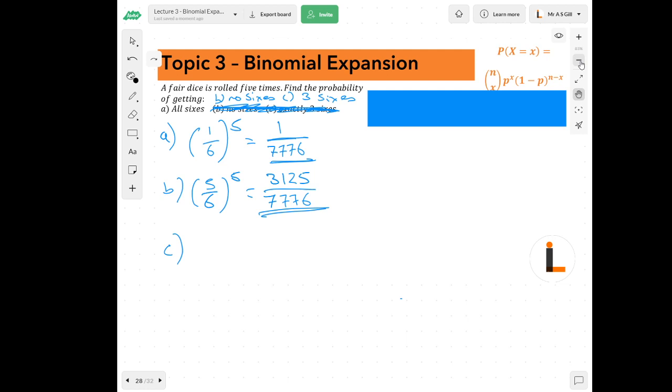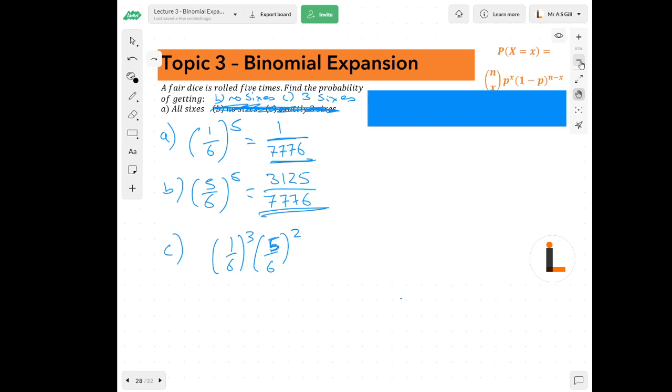The last bit here, part C though, that's a bit more tricky. What's the probability of getting exactly 3 6s? Well, the probability of getting a 6 is 1/6, but again, we only want that 3 times, which means there will be 2 occasions on which we don't get 6. If we're rolling it 5 times, there'll be 3 occasions where we do get 6 and 2 occasions where we don't get 6.